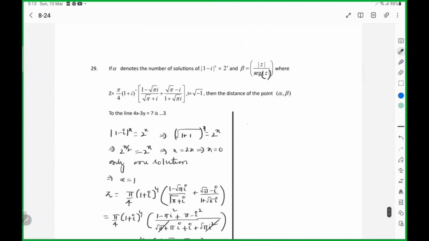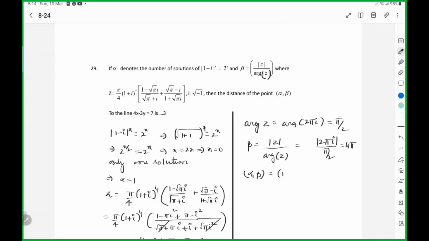So argument of z is argument of 2 pi i. So beta is mod z by argument of z. Mod z is 2 pi by pi by 2, which is 4 pi. So alpha comma beta here is 1 comma 4.